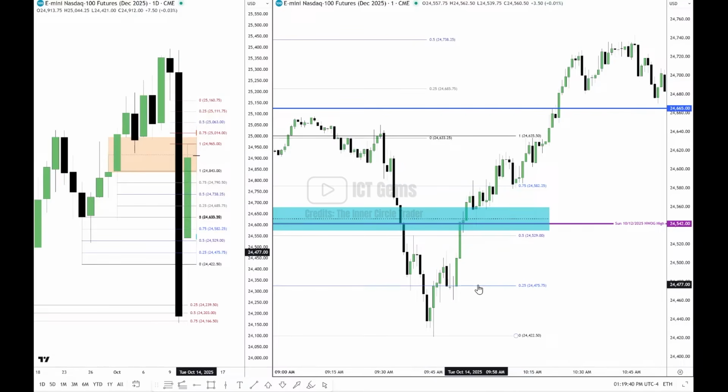In your mind, how's ICT going to think about this? What's the internal dialogue of ICT? Well, if we rode this down, then I can use an imbalance on the pathway down. This is one right here, but is it on top of that quadrant level? No. But look, what do you have here? Oh, look at that. We've got this one right here. You see that? Where's the consequent encroachment of that fair value gap? At the perfect level on that quadrant.